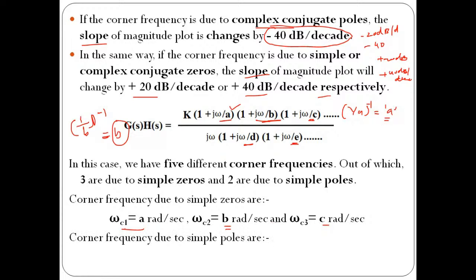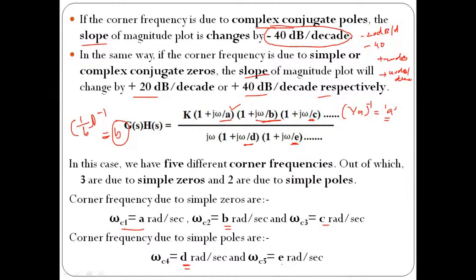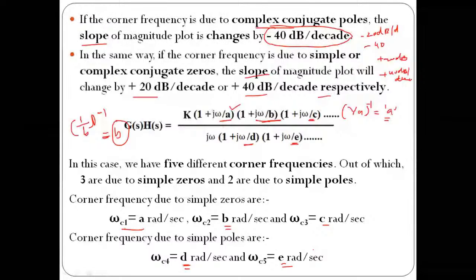In the same way, we can calculate the corner frequency corresponding to simple poles. So here we have two poles. One pole has the coefficient of j omega as 1 by d. So you need to take the inverse of that. So it will be d. In the same way, one pole has the coefficient 1 by e. So you need to take the inverse of that. So it will be e. So d is going to be your corner frequency corresponding to a pole, followed by e, which is going to be another corner frequency corresponding to a pole.